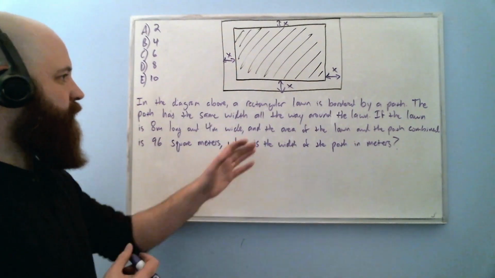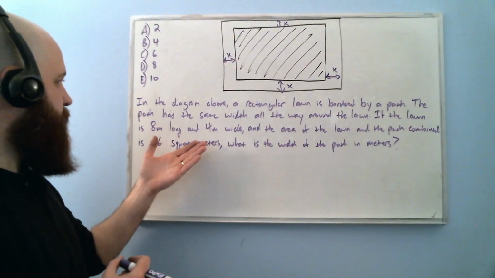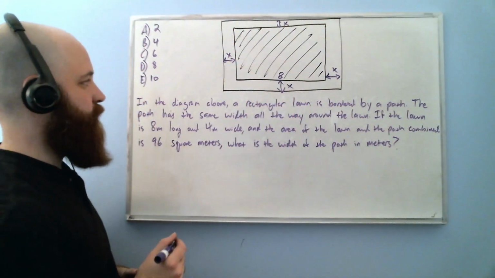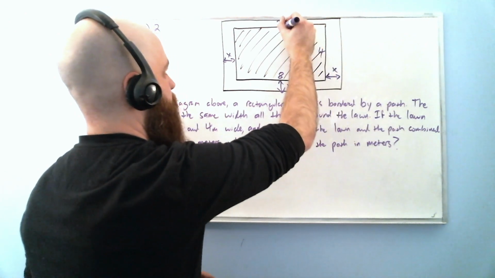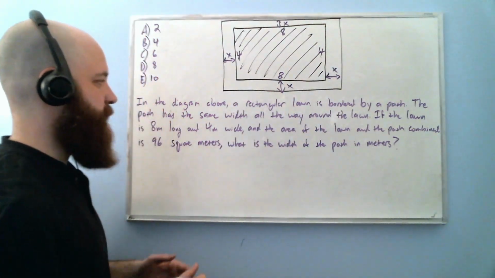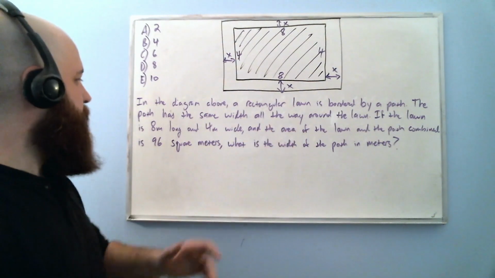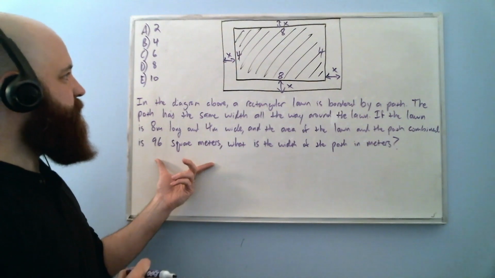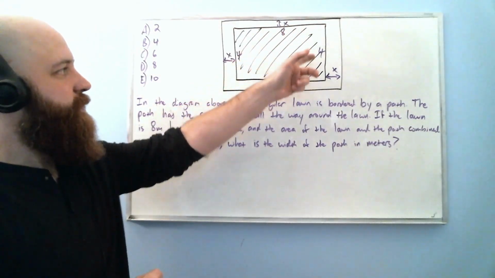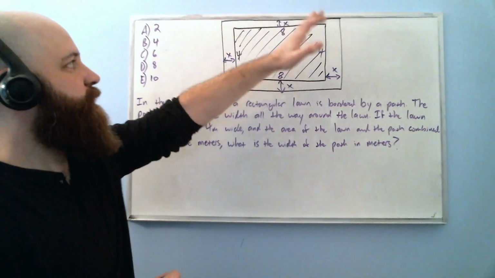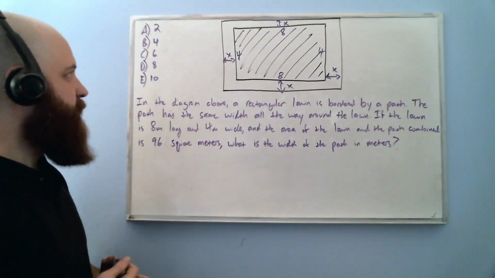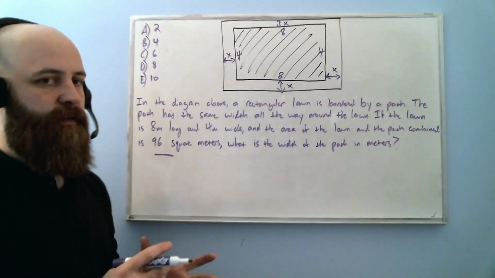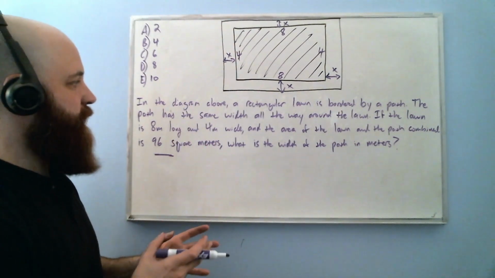Okay, so what else am I told? I've got some numbers. If the lawn is 8 meters long, let's get that on the diagram. There's 8, and it's 4 meters wide. I'll put the 4 right there. I guess I've got 4s and 8s going around like that. And the area of the lawn and path combined is 96 square meters. So I've got an area of 96. Is that this inner rectangle? No, remember that's the lawn. It's both of these things together. So can I get an expression that involves x and ties together 8, 4, and 96? If so, I think I'm probably in pretty good shape.